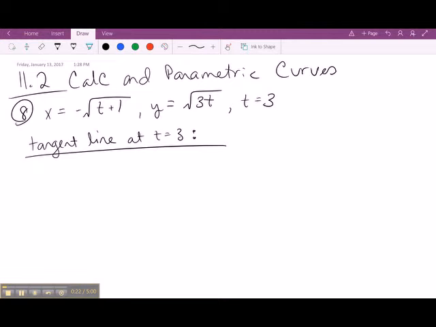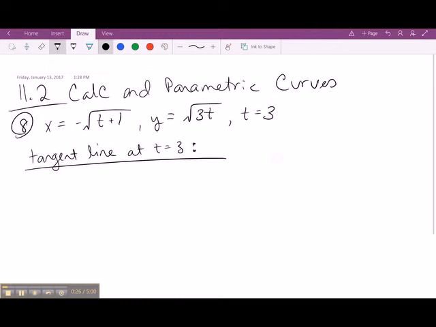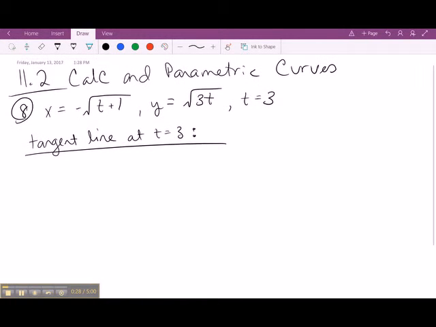Well, in order to find the tangent line at t equals 3, let's figure out what we need. We need to maybe go back and remember some Calc 1, where what we did was we said we have a slope at a point, and then we use point slope form to find the tangent line. So basically what we need is to find those two things.